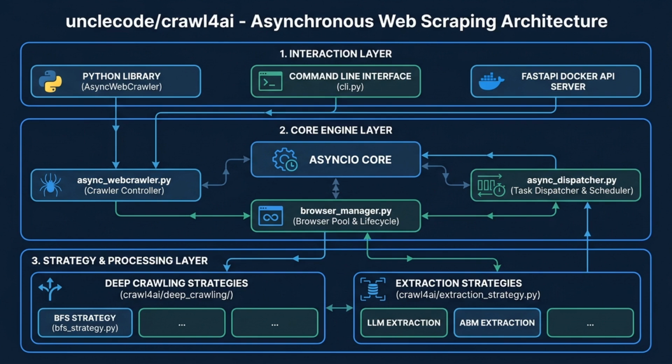Another critical feature is its secure by default Docker API server. It packages the crawler into a scalable microservice with built-in JWT authentication, a direct response to the security risks common in web scraping services. This focus on enterprise-grade features like crash recovery for long-running jobs and adaptive crawling that learns a site structure really sets it apart from simpler tools.